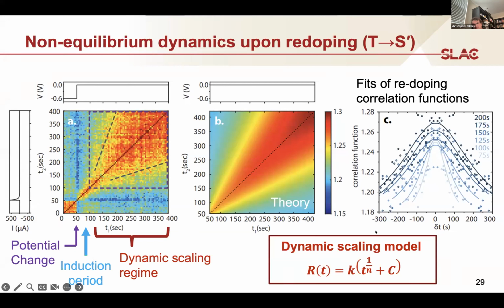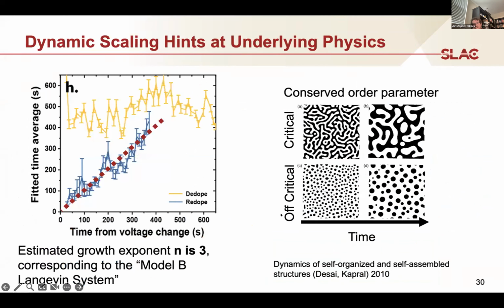Following the dynamic scaling law model and fitting, and these are some examples of fits, we end up getting a growth exponent of 3, which corresponds to the model B system of the Langevin system, implying that we have at least a conserved order parameter, which is in some sense a sensible thing. You have polaronic species where you have single charges, and then you have higher order charge species, what we're calling bipolarons. And most likely what we have is a system where we're getting a coarsening process happening during this transient.